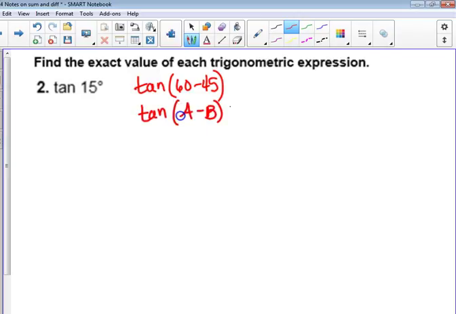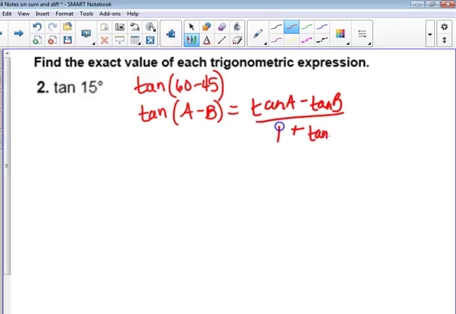A minus B says what on your paper? Yep, I totally wrote it wrong. Tan A minus tan B all over 1 plus tangent A times tangent B. All right. So kind of miserable, and there's no good way of doing this.